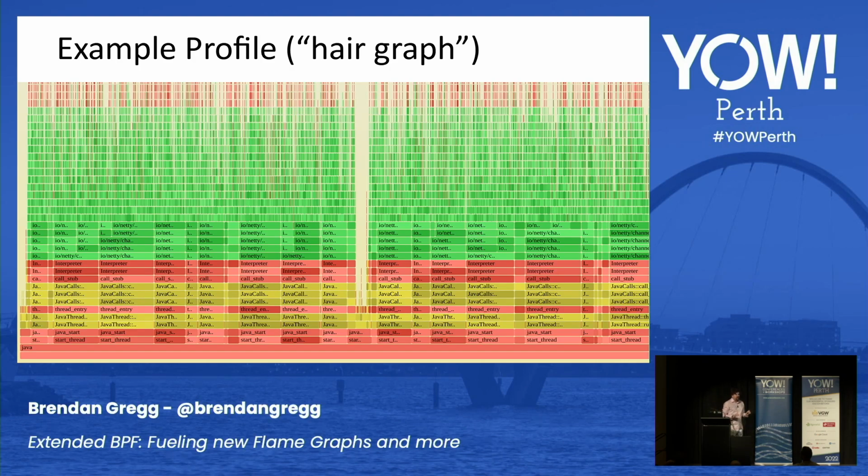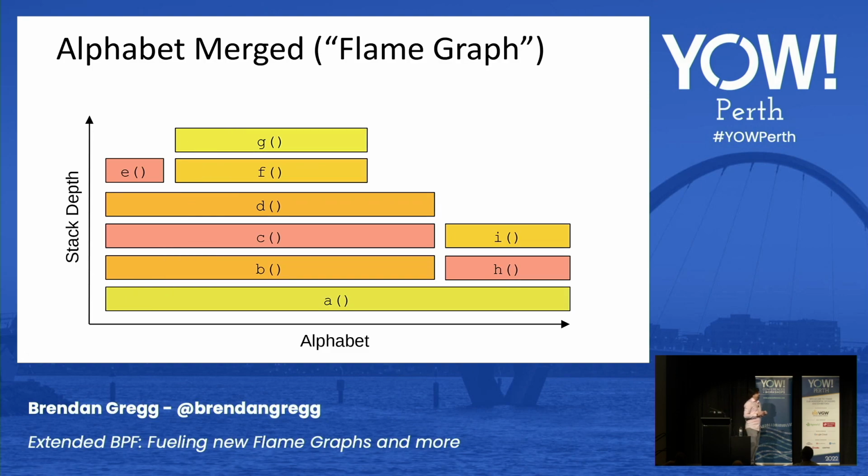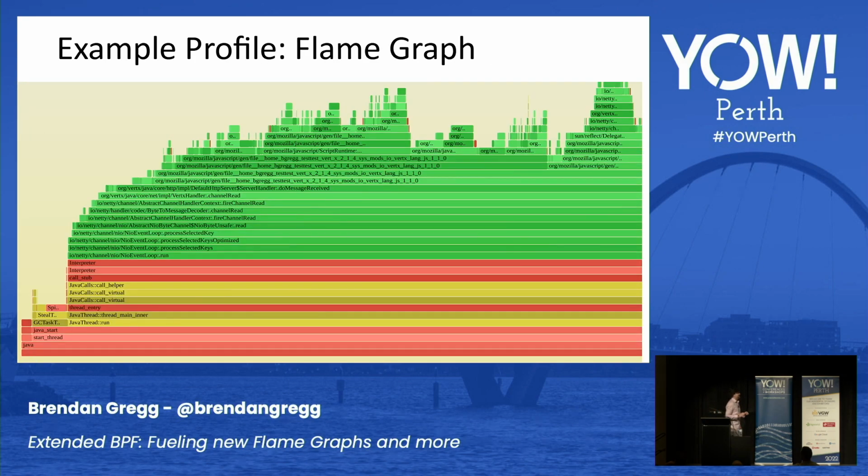But there's a way to go further. If instead of having time on the x-axis, I do the alphabet on the x-axis, then I can merge things much better. So I now get longer spans that can be merged. The previous visualization, which was still mostly hair, now looks like this. Wow, I can now read it. I can now understand that complicated profile all at once.